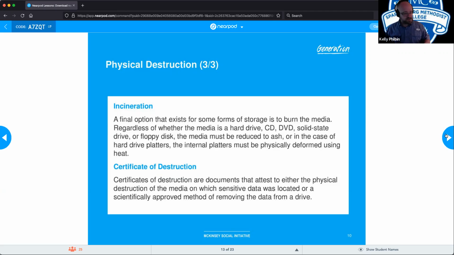Now, if they did physical destruction and data recovery, I would be worried. Yeah, that sounds like an oxymoron to me. Yeah, it seems like you're playing both sides here. Yeah, exactly.